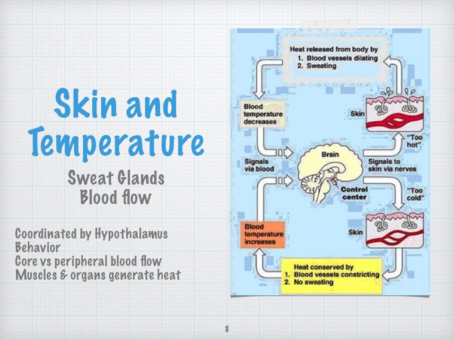If that control center, comparing the incoming information, decides that we're too hot, it'll send signals to the skin via nerves to make those blood vessels take more blood, so hot blood flows to the skin where it can lose heat, and the sweat glands can start producing more sweat, and this will increase temperature loss. If, on the other hand, the hypothalamus decides, hey, this sensory input says it's too cold, it reduces the amount of blood flowing to the skin, so that keeps the warm blood in deeper areas, and it cuts off the sweating.